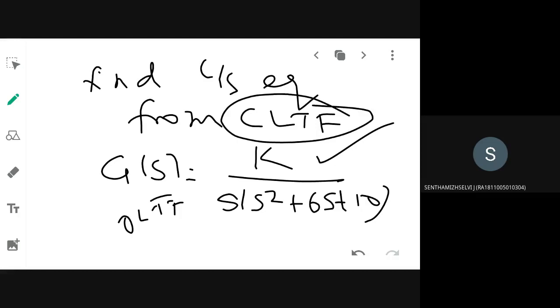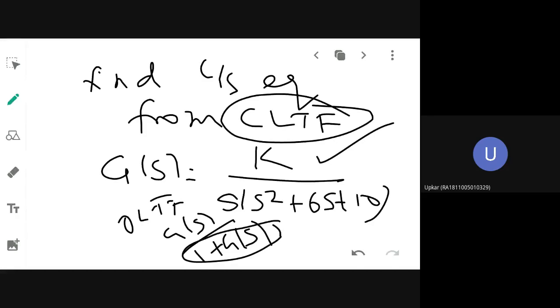So how will you solve? The given system is a unity negative feedback system. What will be the formula for a negative unity feedback system? G(s) divided by 1 plus G(s)H(s). Since it is unity feedback, you need to solve G(s) divided by 1 plus G(s). You do that and tell me what is your characteristic equation. Take 2 minutes. Find G(s) divided by 1 plus G(s). This 1 plus G(s) will be your characteristic equation. Then let us check with the answer that I am giving.